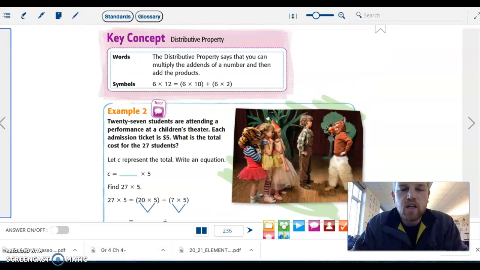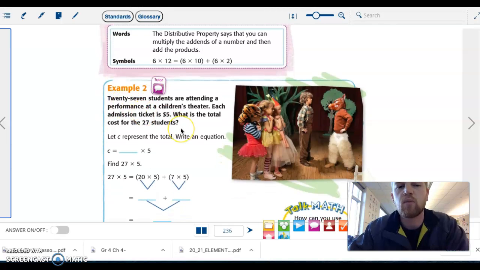Take a look at our second example. I just want to go over our distributive property again, and this is the key term here at the top of the page. It simply tells us that when we multiply the add-ins of a number, then we add the products. Again, that's a very fancy way of saying that if we decompose a number and multiply it, just like we did for 6 times 12, as long as we add the products back together, we will end up with the same answer as our original problem.